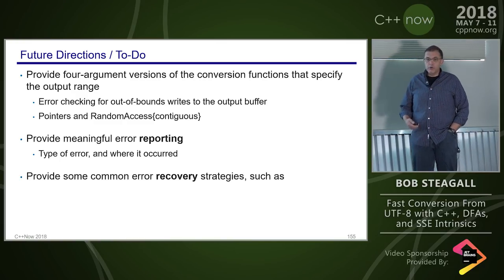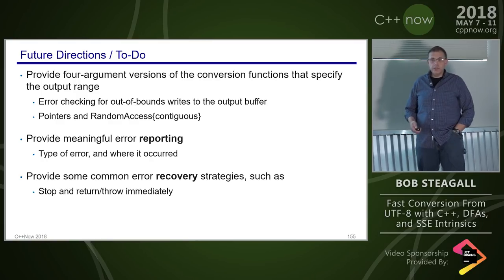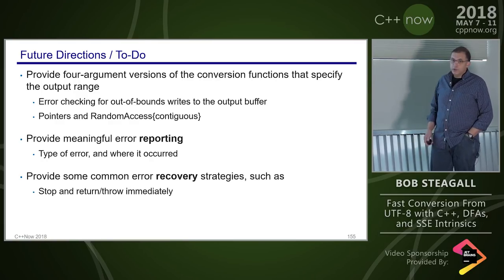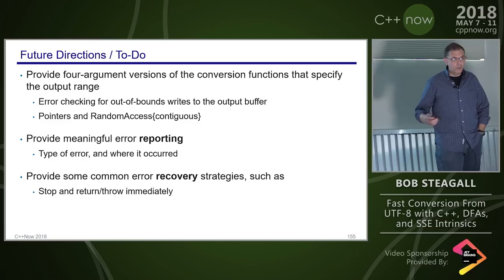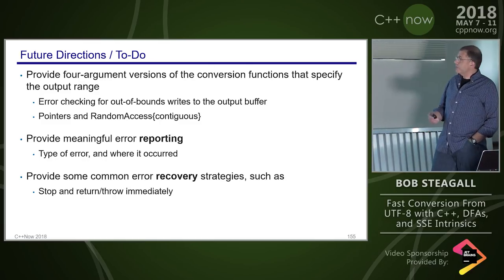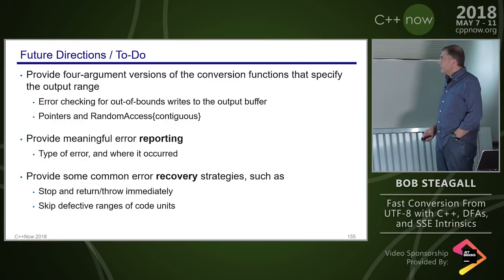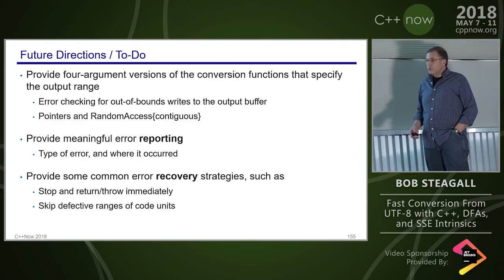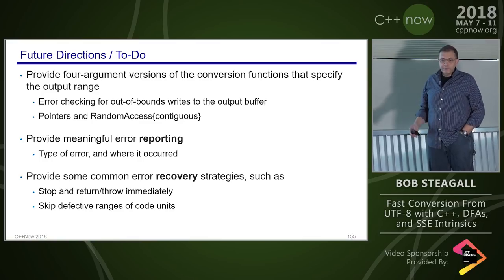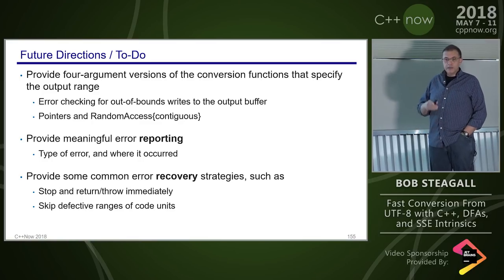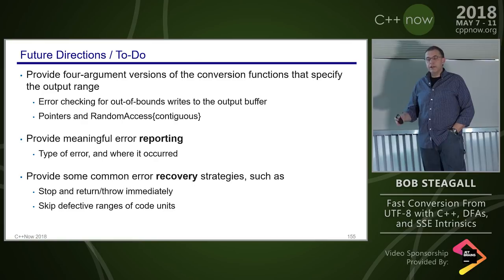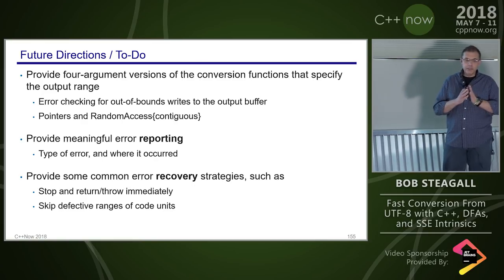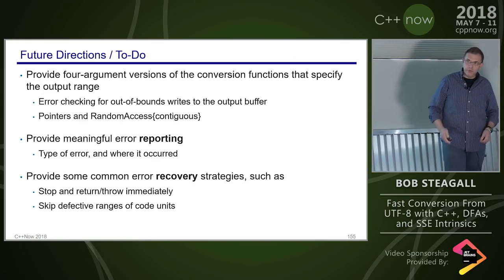But there are also error recovery strategies that could be employed. You could stop and either return an error code or throw an exception immediately when you find an error in the input sequence. You could choose to skip all of the defective sequences until you find a code unit sequence that is valid, effectively throwing out information from your input sequence.